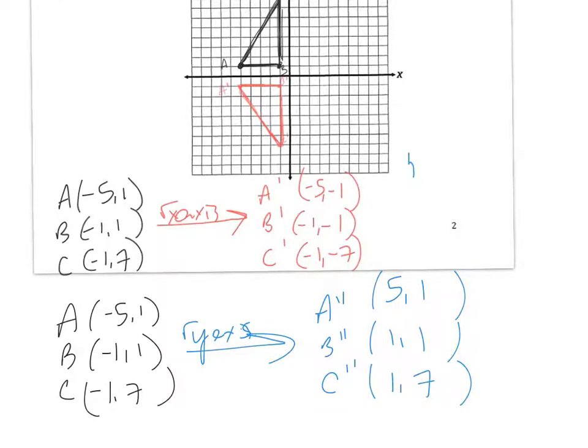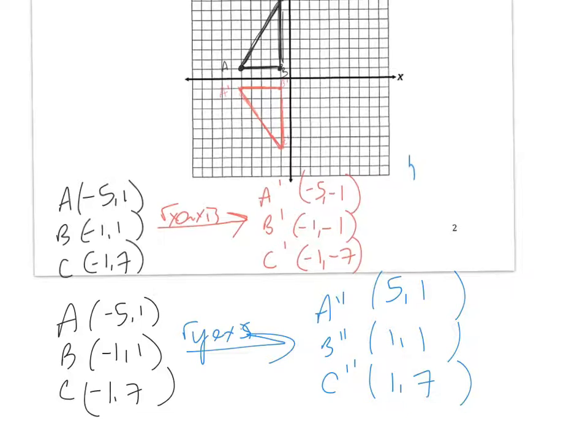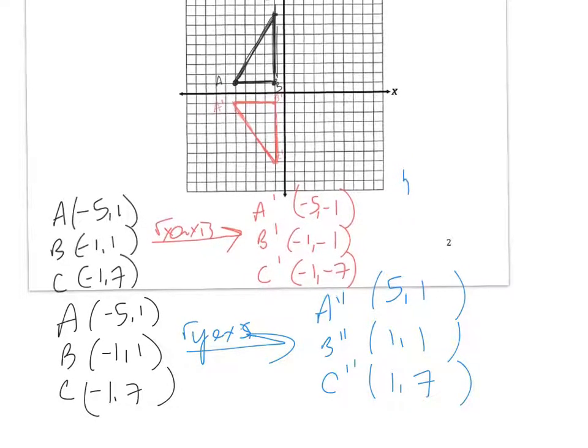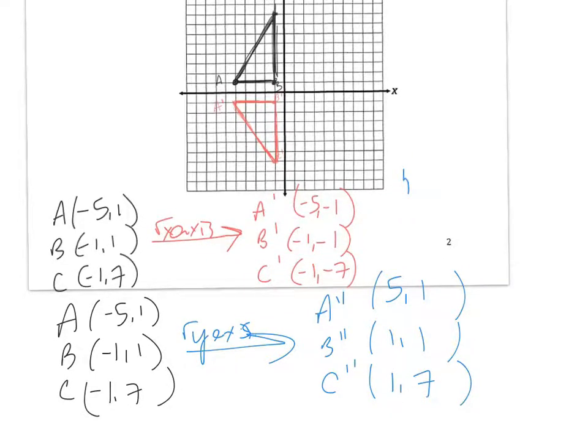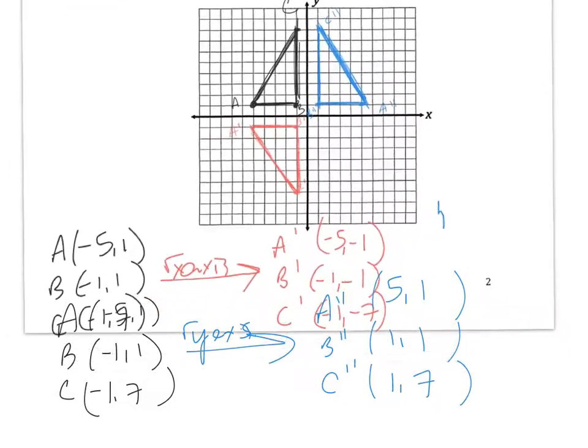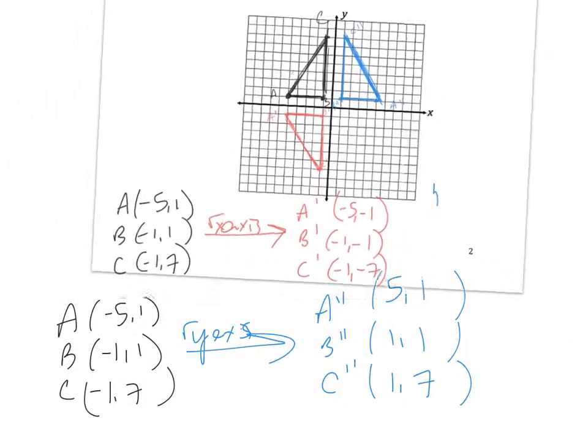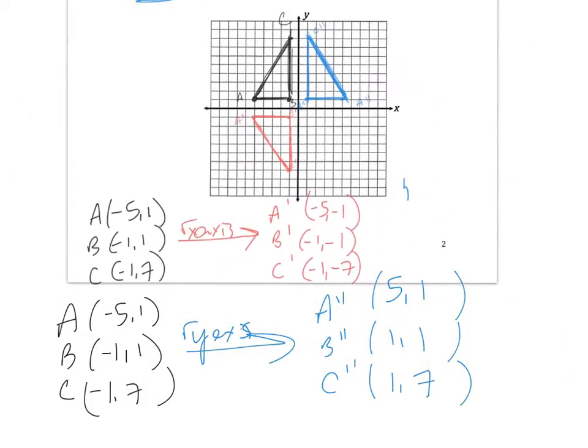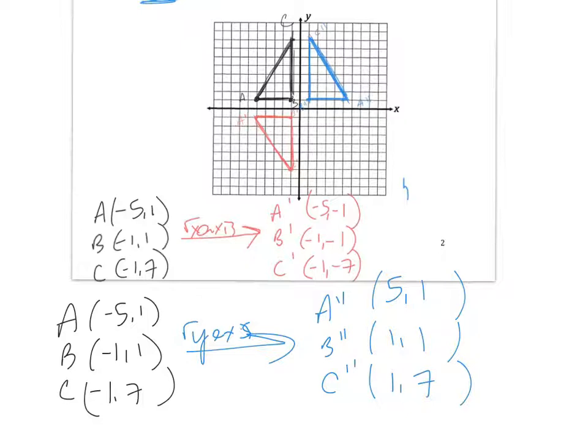So please make sure you go back to your picture and let's plot those points. I'm going to do it on pause. Okay, so please go ahead and make sure that that is now graphed on your axes as well. So we have three triangles, in this case A, B, C, A prime, B prime, C prime, and A double prime, B double prime, C double prime.